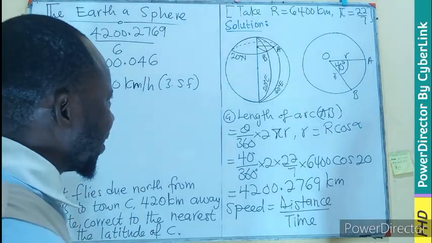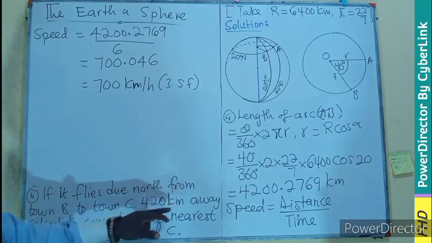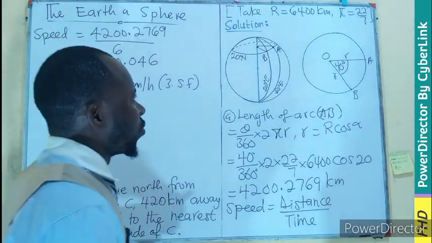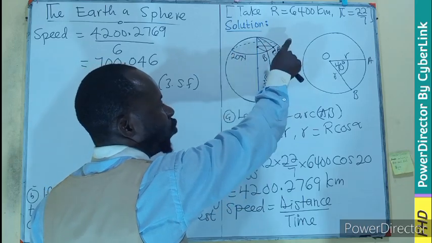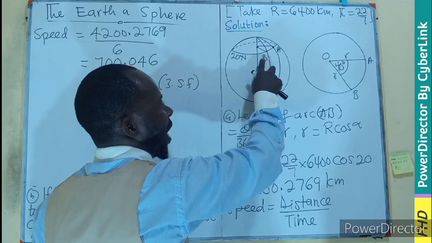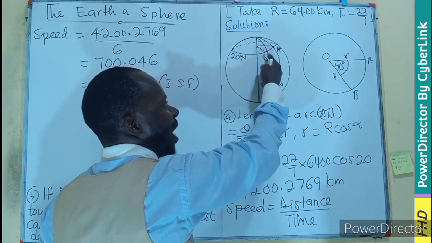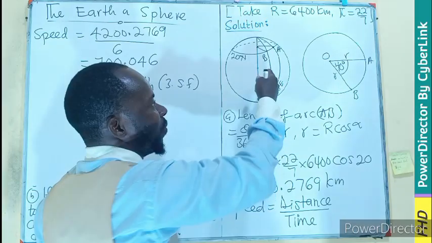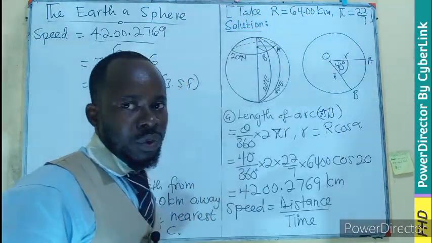All right. Now let's see. They say if it flies due north from the point B, so the airplane is here at B, latitude 20, longitude 20. There is flying north. It's going to fly along the latitude. It will be flying along that latitude with a different longitude.